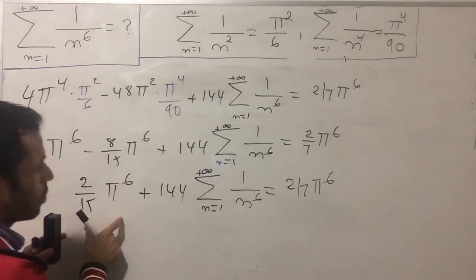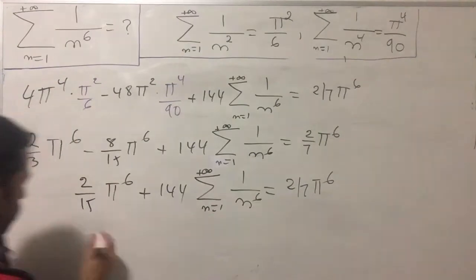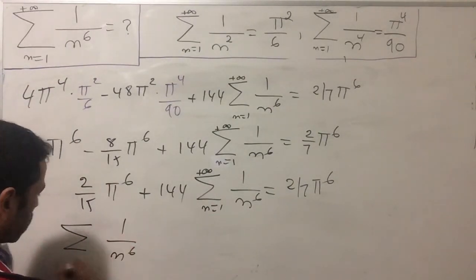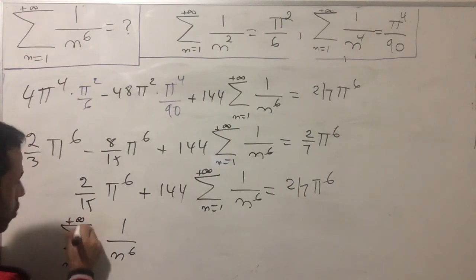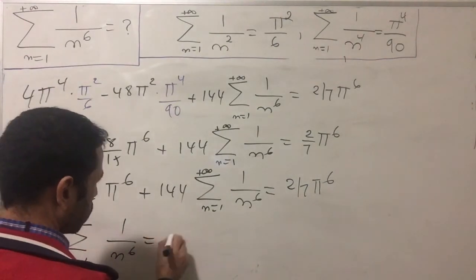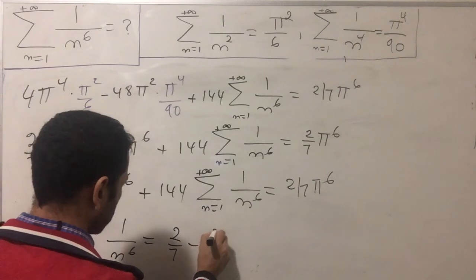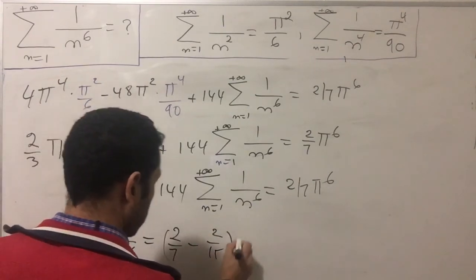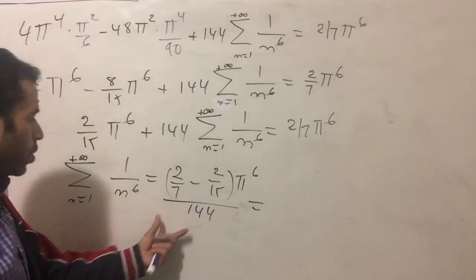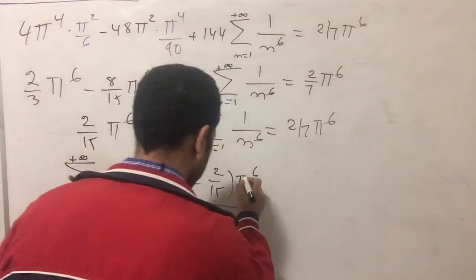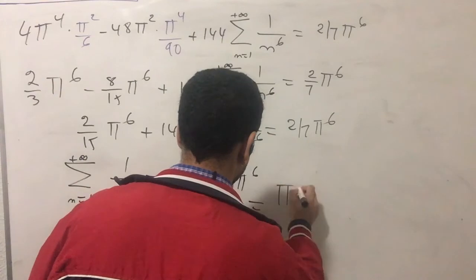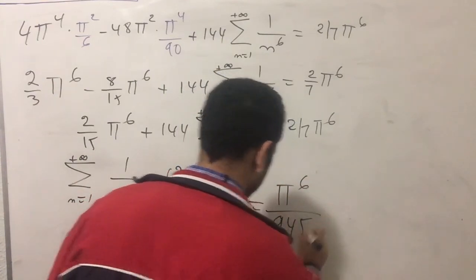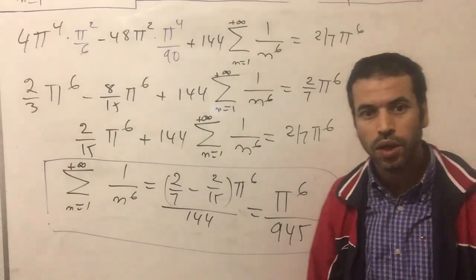I'm going to bring the pi term to the other side, so I will have the sum of 1 over n to the 6 as n goes from 1 to plus infinity equal to 2 over 7 minus 2 over 15, times pi to the 6. We found this one, we will evaluate this one. It gives you pi to the 6 over 945. So I am done with this problem.